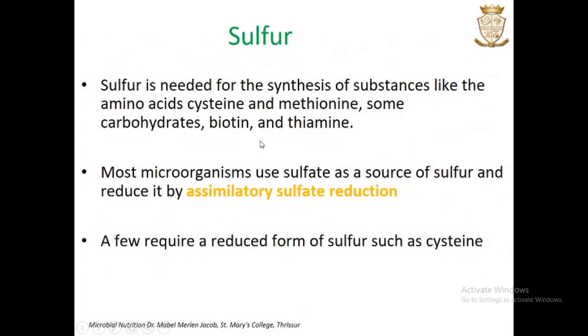Sulfur is needed for the synthesis of amino acids like cysteine, methionine, some carbohydrates, biotin, thiamine, etc. Most microorganisms use sulfate as a source of sulfur and reduce it by assimilatory sulfate reduction. Sulfate is reduced and the compounds formed are assimilated by the microorganisms. A few require a ready-made reduced form of sulfur such as cysteine; these may be fastidious microorganisms which require the reduced form of sulfur as cysteine.